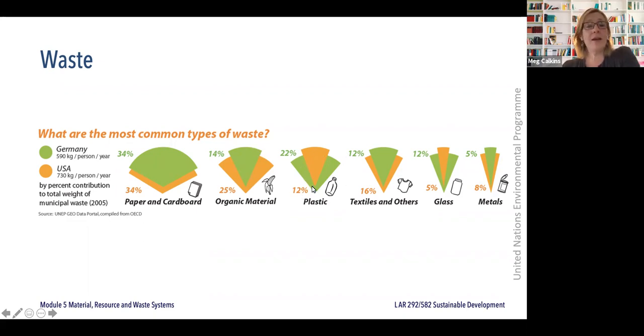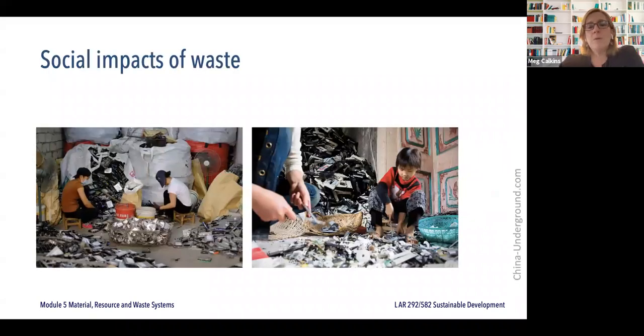We have less waste than Germany. Germany has greater plastic waste than us. Textiles, it's a little different. Glass, it's very different. Metals, it's different. So this is by percent of total municipal waste, and this is from 2005. So it's a while back, but I think it's pretty similar still. So even at this phase, we have social impacts of waste.